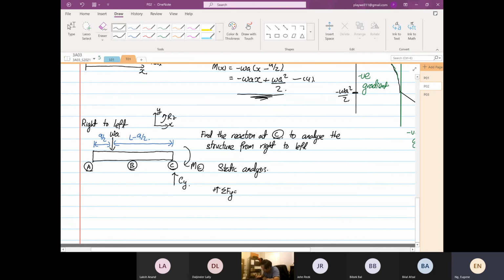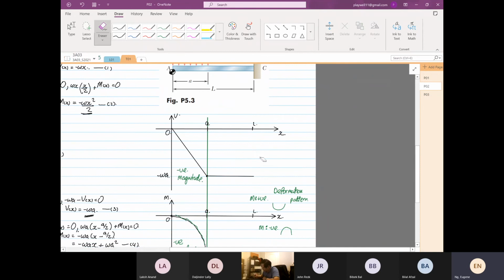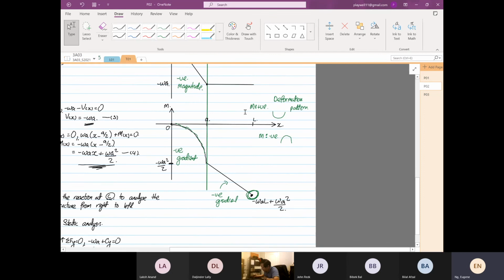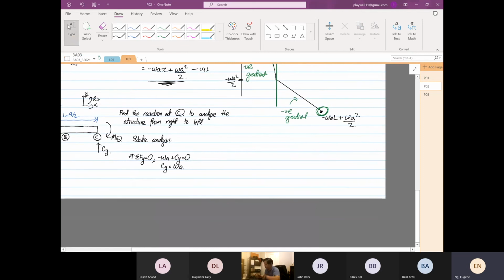So we are going to do summation of forces in the y direction to find Cy. So you have minus omega A plus Cy is equal to 0. So Cy is equal to omega A. You do see that in our diagram also, because when we finish off our diagram, the structure is in this configuration. When we draw the vertical line going up, it's because it's positive omega A. That's why you have positive over here, in case you are confused.